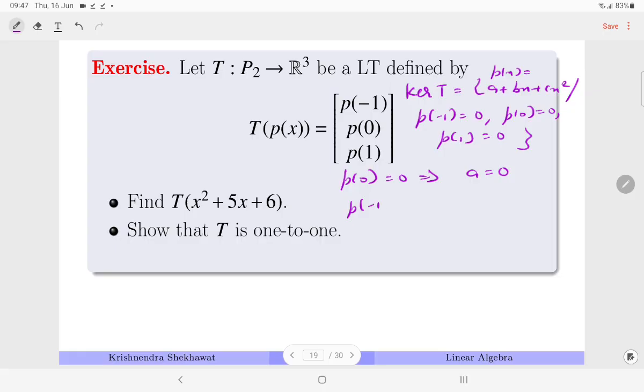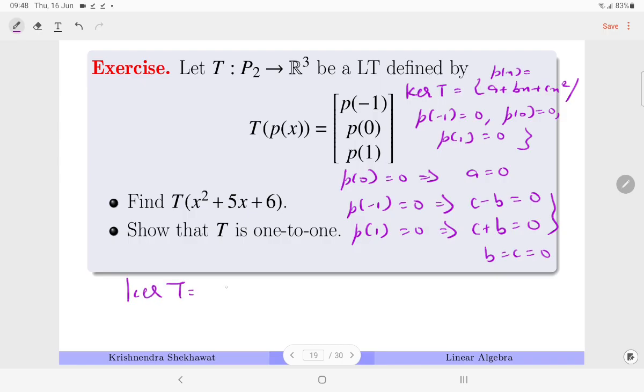Now P of minus 1 is equal to 0 gives me minus b plus c. So c minus b is equal to 0, and P of 1 gives you c plus b is equal to 0. Solving them gives you b is equal to c is equal to 0. This means the kernel T is the 0 polynomial, 0 plus 0x plus 0x square. This means T is 1 to 1.